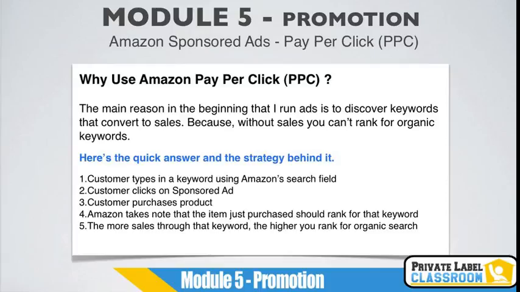Now, once they click on that ad, let's say that a customer purchases your product. Well, then Amazon takes note of that, and they're going to say, someone searched for a keyword and someone just bought that product. Maybe we should rank this particular listing for that keyword, because that person obviously searched for something, found something, and bought something. So the more sales that go through a keyword, the higher you're going to rank organically.